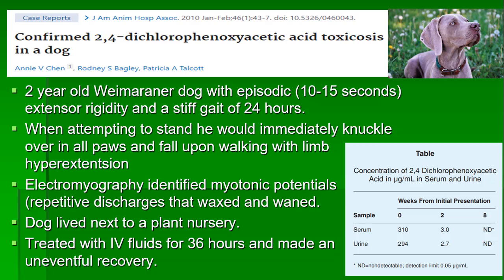Now, it's not mentioned in the study, but most often the only signs seen in field cases are just related to the GI tract, with vomiting and diarrhea, anorexia, and that usually precedes the rigidity of the skeletal muscles.